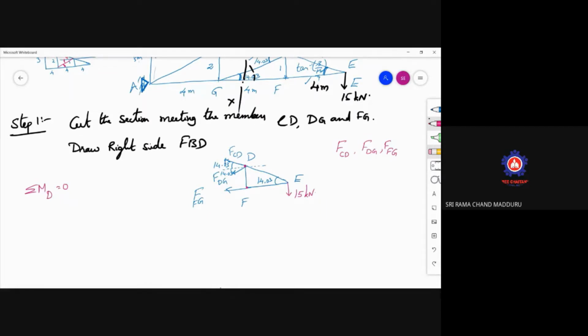Here directly I am using sigma M about a point is equal to 0. When you take moment about this point, the forces into distances, that is the moment made by these forces is 0. And here, what is the distance? This is 1 meter. This force in FG is making clockwise moment. Clockwise, you are taking moment about this point. So, force into perpendicular distance, plus FFG into 1, plus once again, this 15 into 4, which is also clockwise, is 0. So force in FG is minus 60 kN, which is under compression.